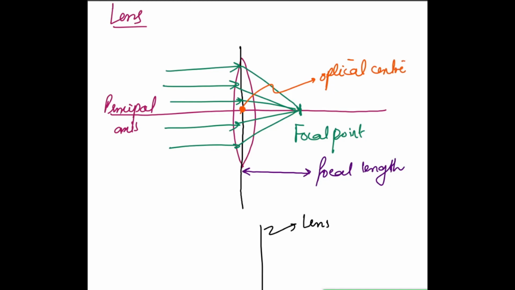These definitions and terms are not a part of your course except the focal point, focal length, and principal axis. Optical center is not a part of your course, but I'm discussing it because the rules that I'm going to tell you will involve this. Do we understand this point? Any problems with the terminologies? Okay. All right.